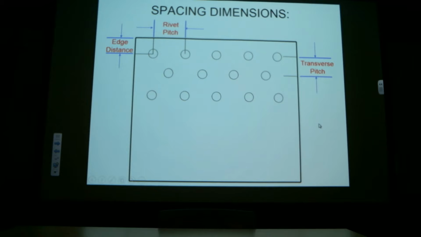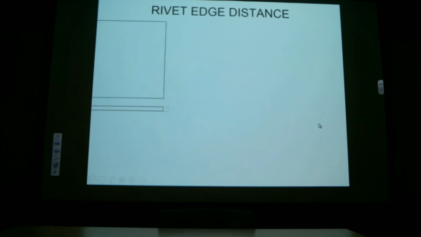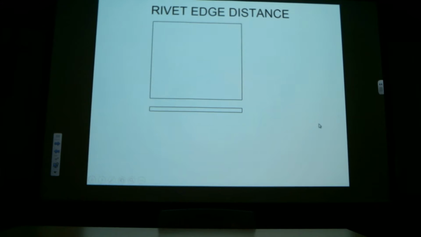If I ask you the general rules for minimum edge distance, what's minimum edge distance for rivets? 2 rivet diameters. What's minimum rivet pitch? 3 rivet diameters. Now, there's some variations based on whether or not it's a countersunk rivet or protruding head, but if you can remember 2D and 3D, you're in pretty good shape.